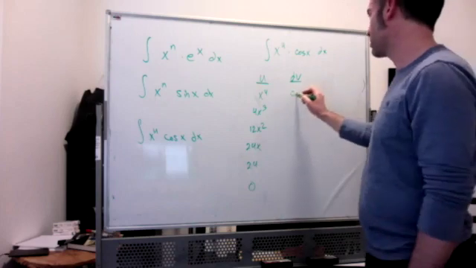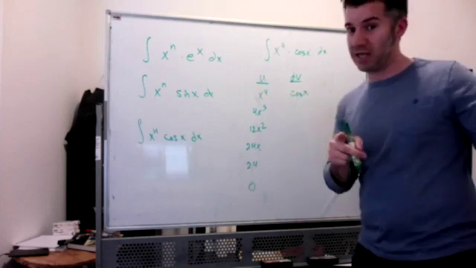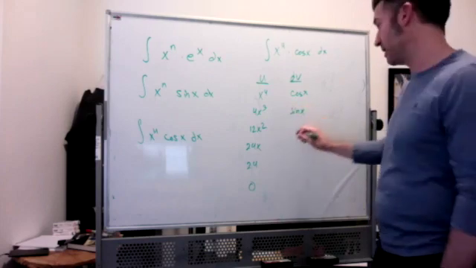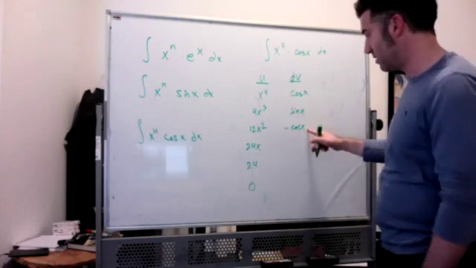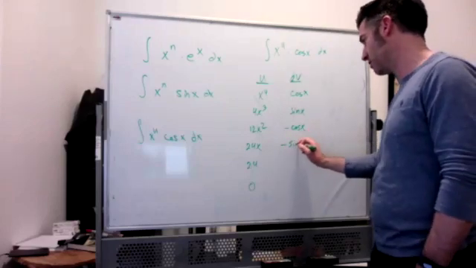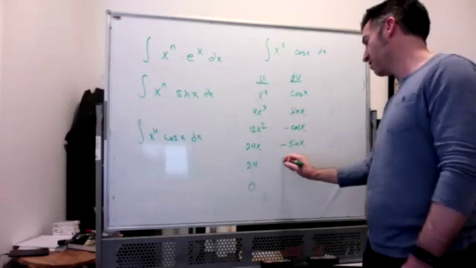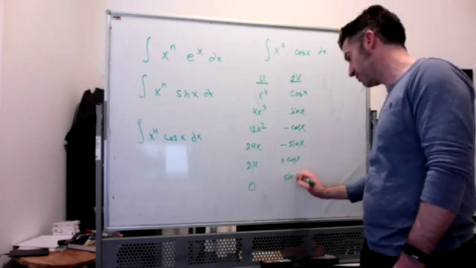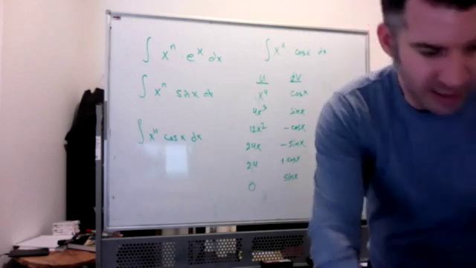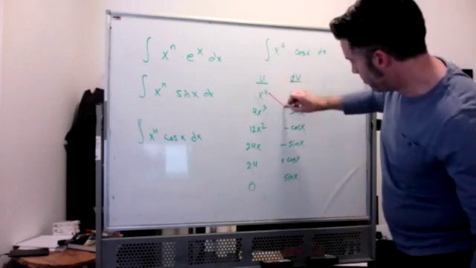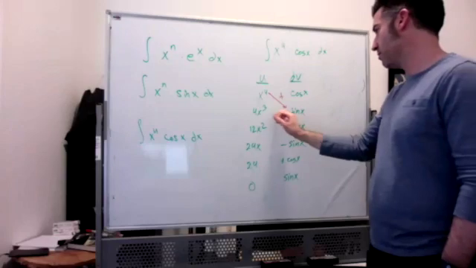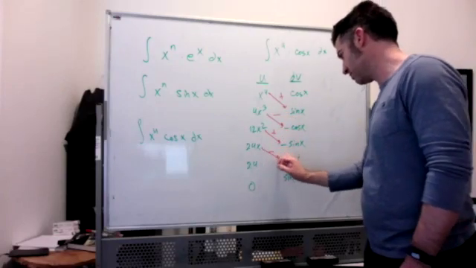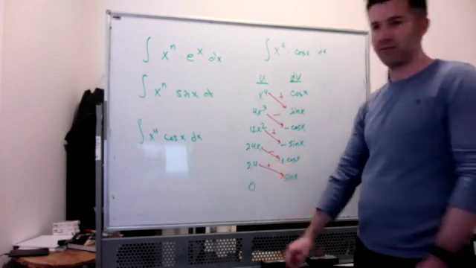For cosine of x, remember we're taking the antiderivative. The antiderivative is sine of x. And the antiderivative of sine is negative cosine. And the antiderivative of negative cosine is negative sine. And the antiderivative of negative sine is positive cosine. And the antiderivative of positive cosine is positive sine. So then it's plus this times this, minus this times this, plus this times this, minus this times this, plus this times this.